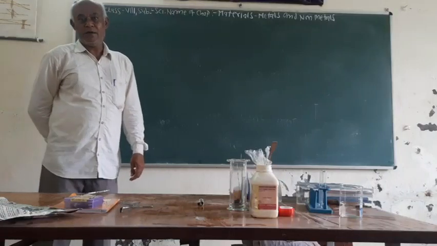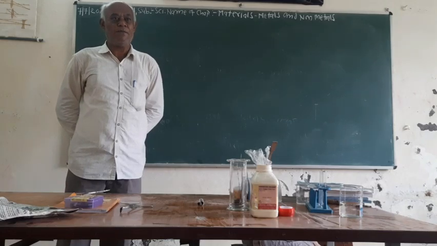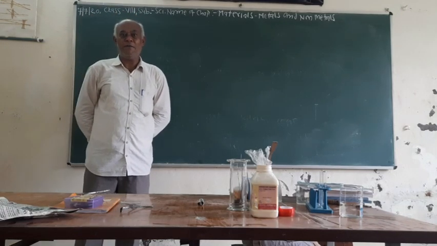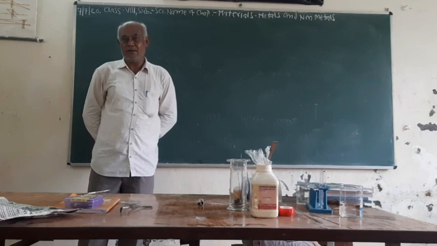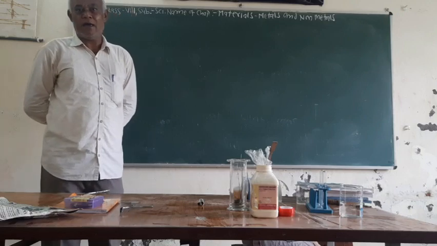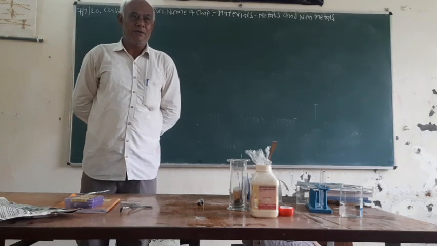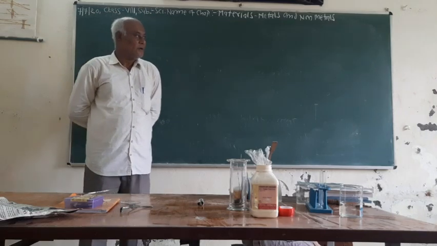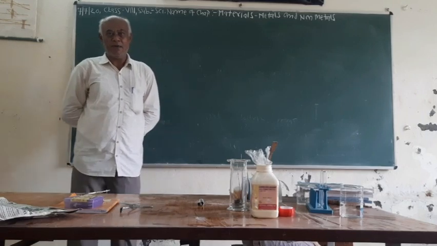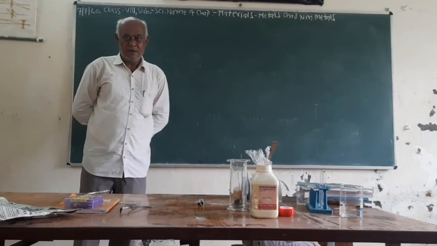Good morning, students. In the last period, we learned about the physical properties of metals and non-metals. We also learned examples of metals and non-metals. You know that examples of metals are iron, aluminium, magnesium, copper, etc. On the other hand, you also know that examples of non-metals are sulfur, carbon, oxygen, hydrogen, etc.